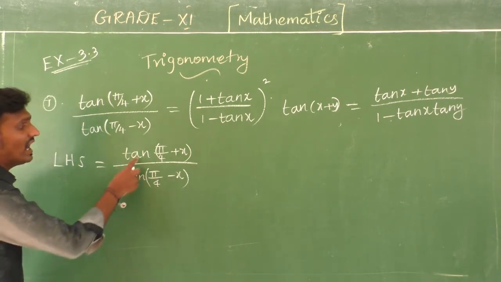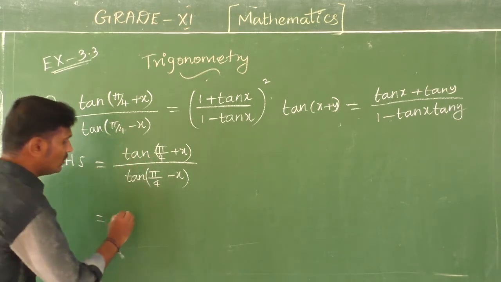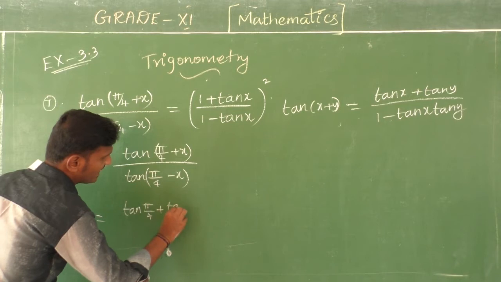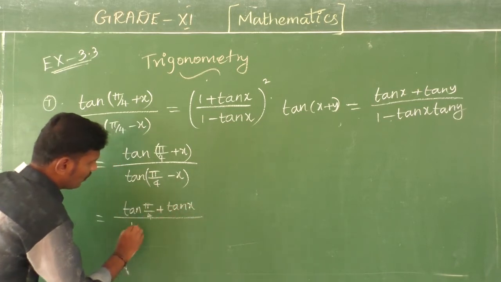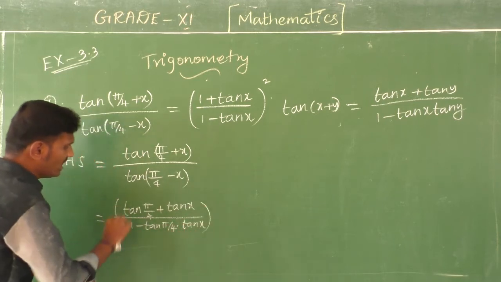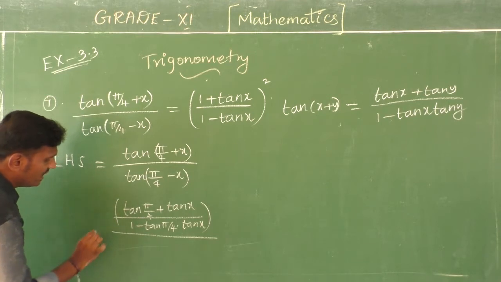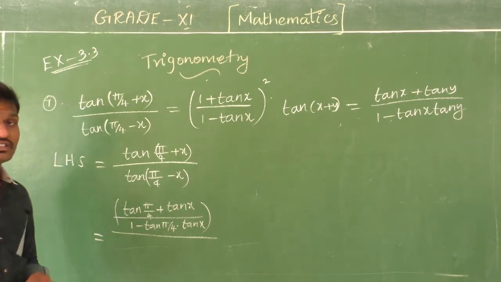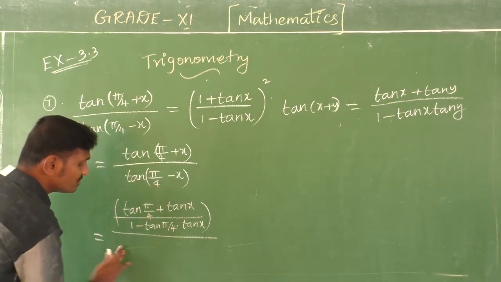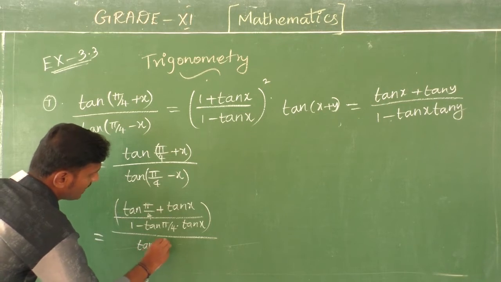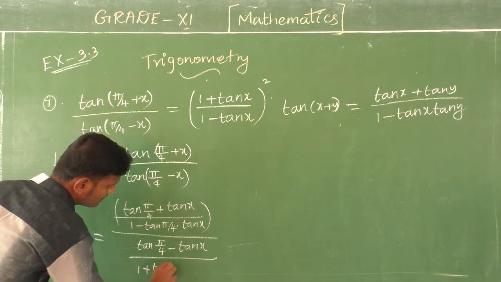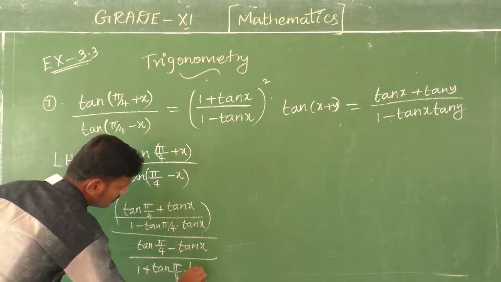In the numerator you have tan(π/4 + x). Now tan(x + y) is (tan π/4 + tan x) divided by (1 − tan π/4 · tan x). So this is the expansion of the left numerator. Now coming to the denominator, it is the same but with the sign changed, so that is the tan(x − y) formula: (tan π/4 − tan x) divided by (1 + tan π/4 · tan x).